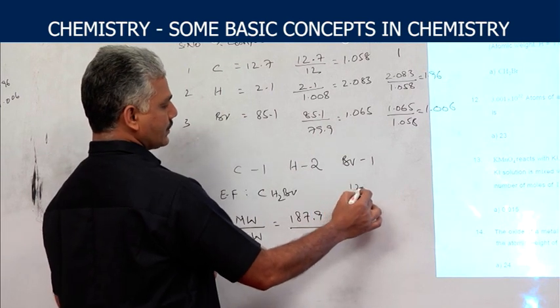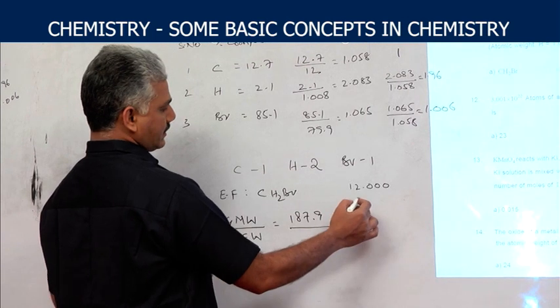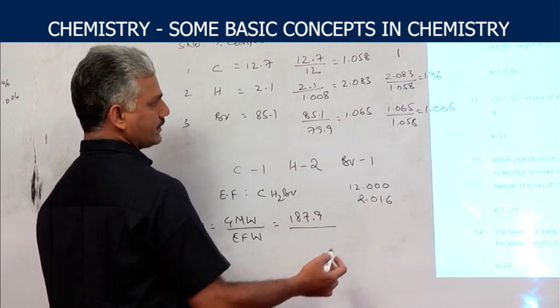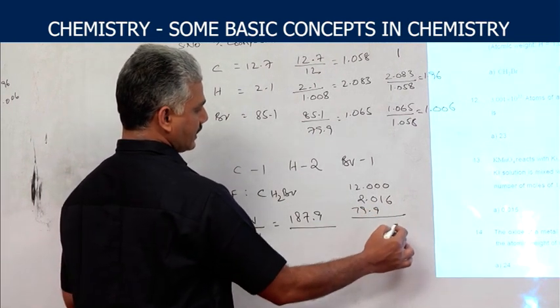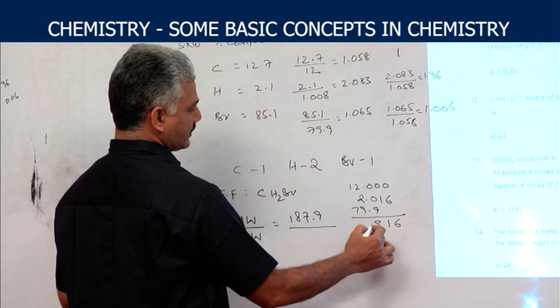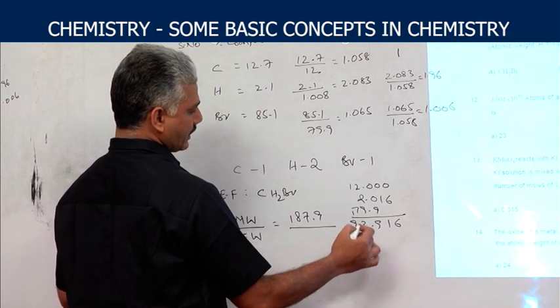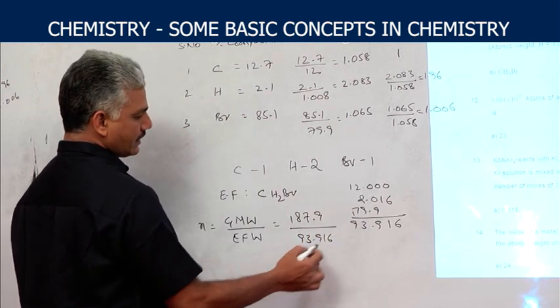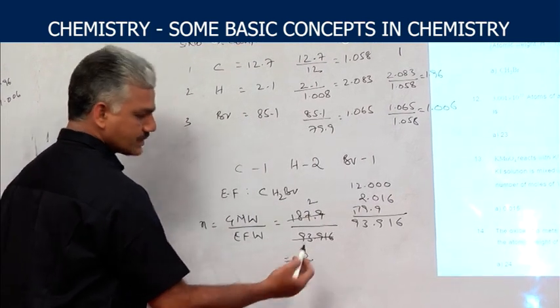Carbon is 12. That of hydrogen is 2.016, whereas bromine is given as 79.9. The total comes out to 93.916. This gets cancelled by 2 times, so the n factor is 2.